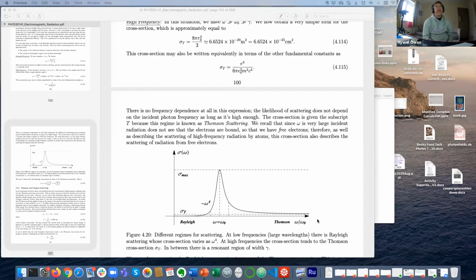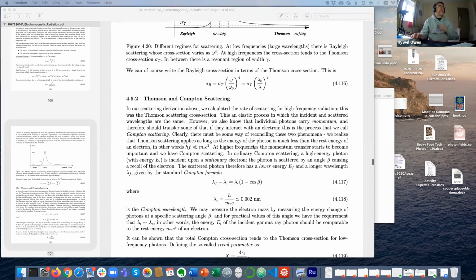Once you get up to the tens to hundreds of keV, then the photon energy becomes comparable to the electron rest mass, and then we expect a shift from this Thomson regime, when there is no transfer of momentum from the photons to the electrons, to the Compton regime, which we talked about in first year. The Compton regime is when there is an appreciable, significant transfer of momentum from the individual photons to the individual electrons.